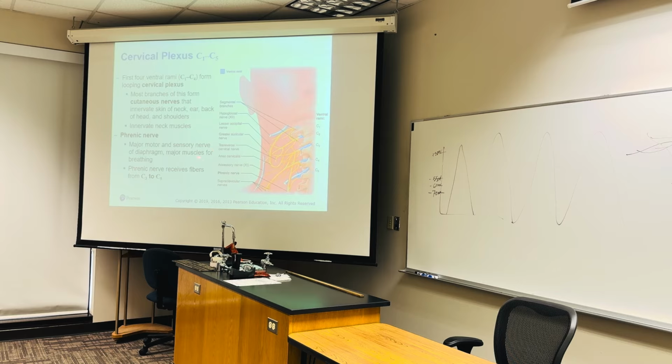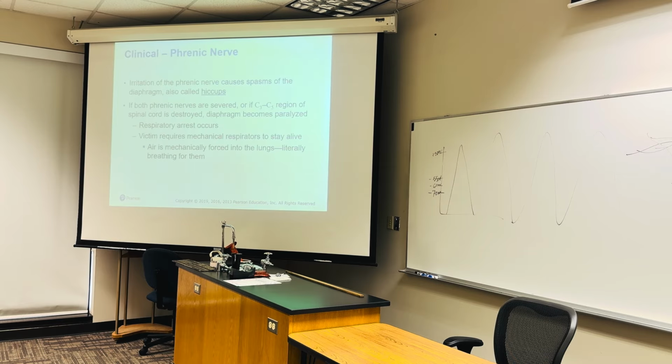Major motor and sensory nerve of the diaphragm, major muscles for breathing. Phrenic nerve receives the fibers from C3 to C5. So irritation of the phrenic nerve causes spasms of the diaphragm, also called hiccups. If both phrenic nerves are severed, then C3 to C5 regions of the spinal cord are destroyed, and the diaphragm becomes paralyzed. Respiratory arrest occurs, and the victim requires a mechanical respirator to stay alive. Air is mechanically forced into the lungs, literally breathing for them. Okay.